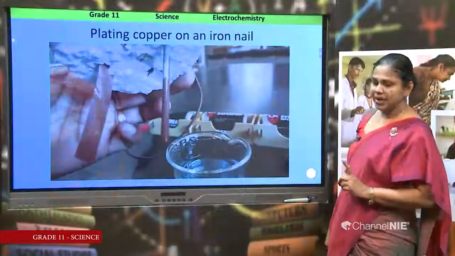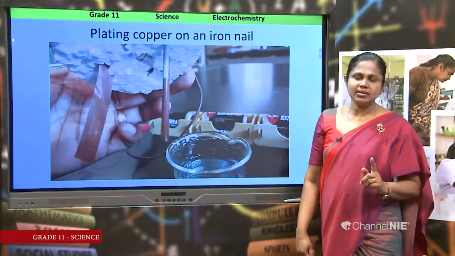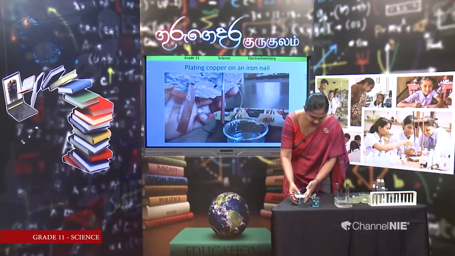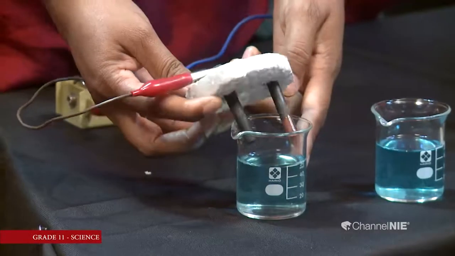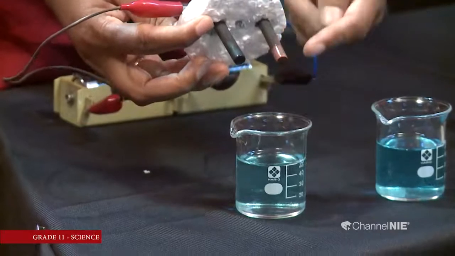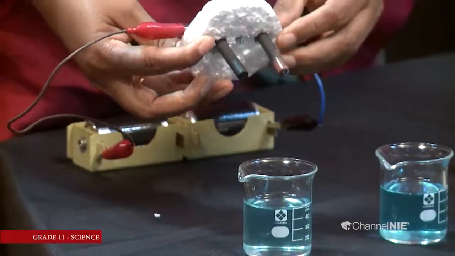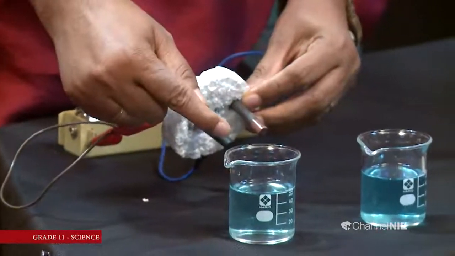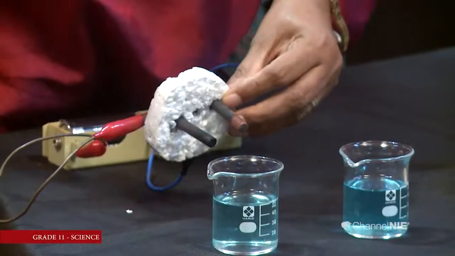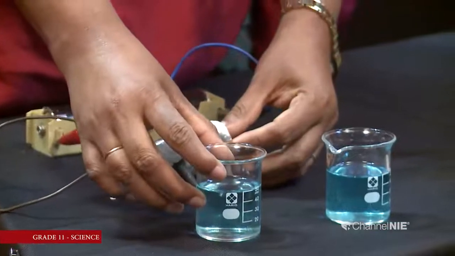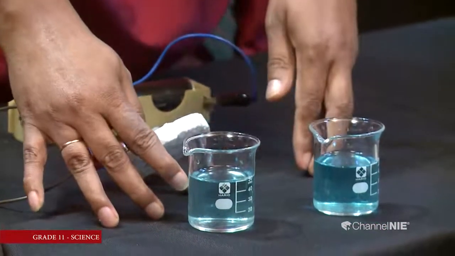Right, okay. Children, now again come back to the activity we did. Right, here see, I used this copper sulfate solution for plating purposes and now the copper has plated on this carbon rod. While plating, as copper ions in the solution are used and removed from the solution, the blue color of the solution decreases.